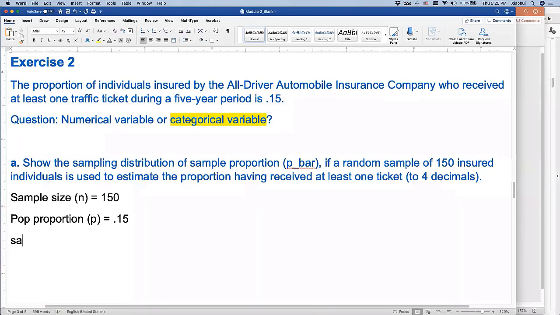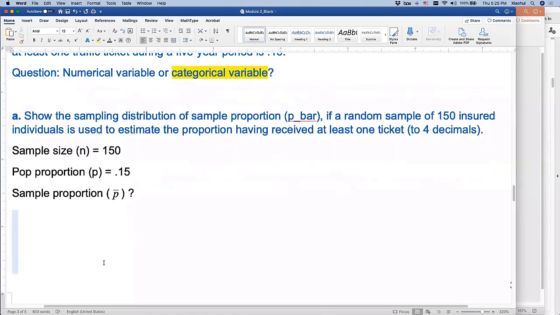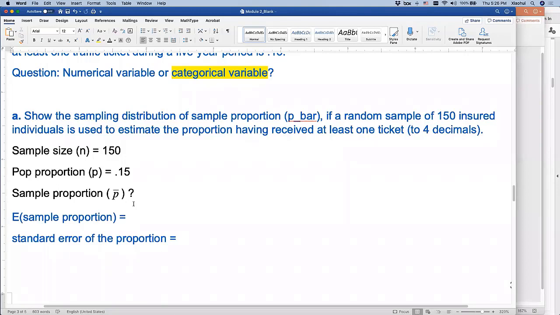I'm going to ask you another question. How about the sample proportion? Do we have the sample proportion? Do we know it? We don't, right? That's why you were asked to show the sampling distribution. And for the later part of the question, you can see it asks for the expectation of the sample proportion and the standard error of the proportion. We don't know exactly what the sample proportion is, but according to the central limit theorem, the sample proportion may follow a bell curve.